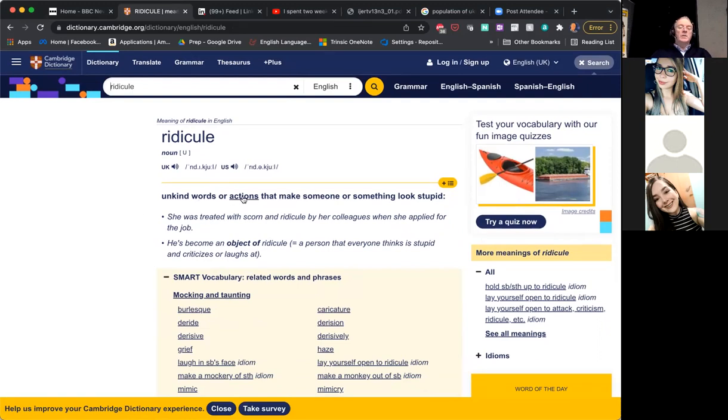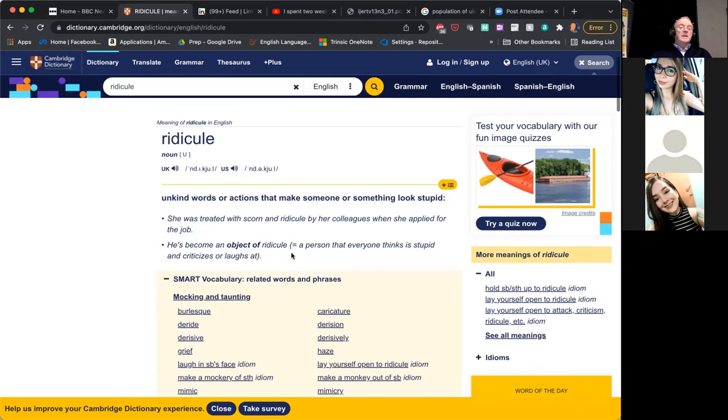Yeah. Unkind words or actions to make someone or something look stupid. She was treated with scorn and ridicule by her colleagues when she applied for the job. He's become an object of ridicule, equals a person that everyone thinks is stupid and criticizes or laughs at. So to ridicule is very bad behavior, to ridicule somebody, right? It's never, ever acceptable, but it still happens. Ridicule.